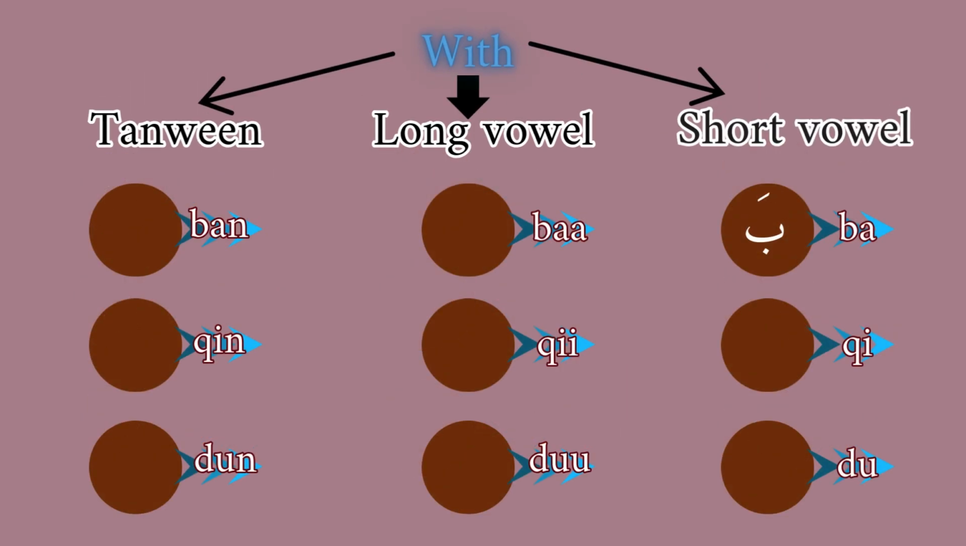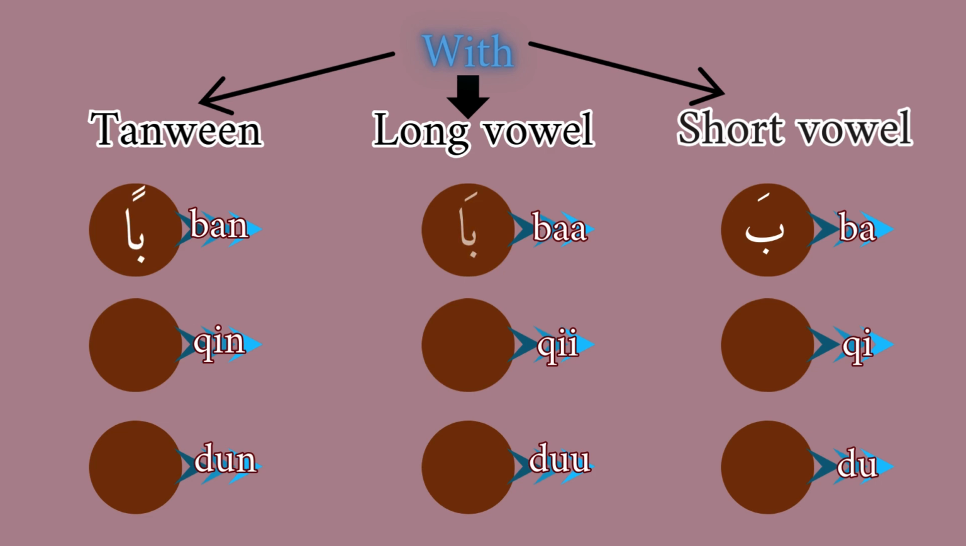So first, the letter ba with the short vowel Fatha. Ba, Fatha, we read it ba, right? Then the same ba with the Fatha followed by an alif, the long vowel alif. Then we read it baa, a little bit stretched sound. So the letter ba with the fatha, ba. Ba with the fatha and an alif, baa. Then ba, the letter ba with double fatha, the sound is ban.